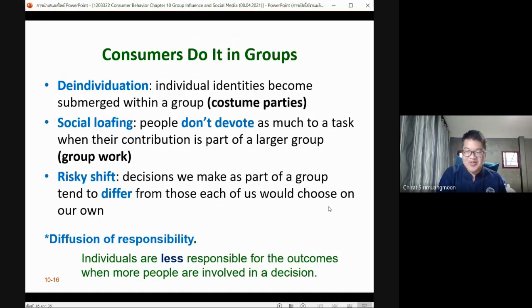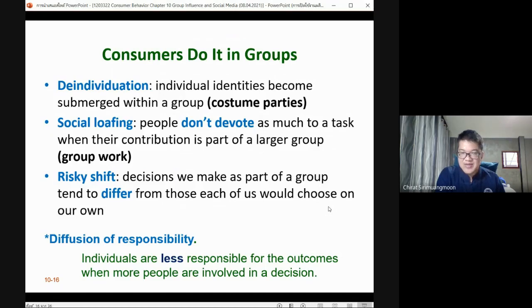So that's normal. Think about when you have group work. They say people don't devote as much effort to tasks when they contribute as part of a larger group. So if you work in a group with 10 members, then you might have a social loafing situation, which is when some people, some students, some of your friends don't want to do anything. This is social loafing.